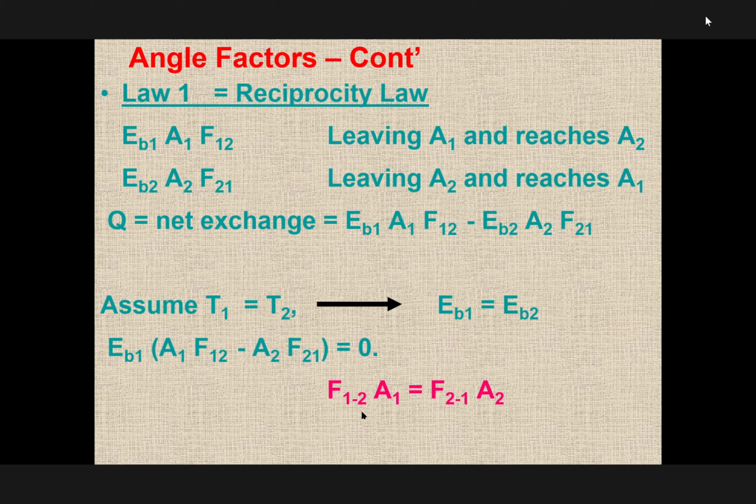Okay? Therefore, please keep in mind that the shape factor of 1 to 2 times the area of 1 has to be the shape factor of 2 to 1 times the area of 2. This we call the reciprocity law. This is a principle that we can use in many cases, because sometimes it is difficult, for example, to find the shape factor of 1 to 2, but it's easy to find the shape factor 2 to 1. I will show you some examples. This is very easy to calculate. Therefore, when I have this one, I can use this principle to calculate 1 to 2.